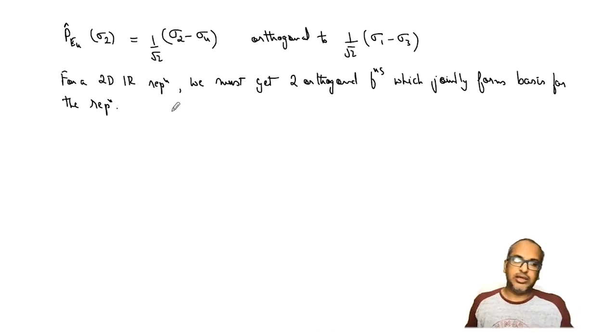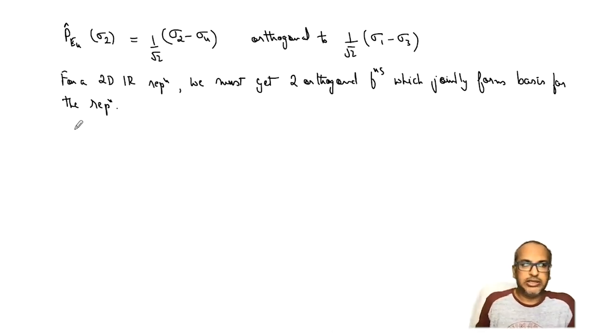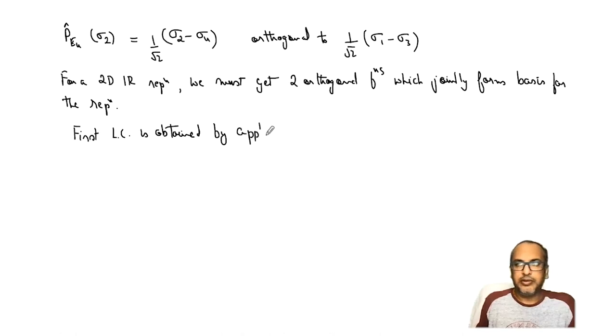Now first is as usual, so the first linear combination is obtained by applying the projection operator on one of the basis functions.